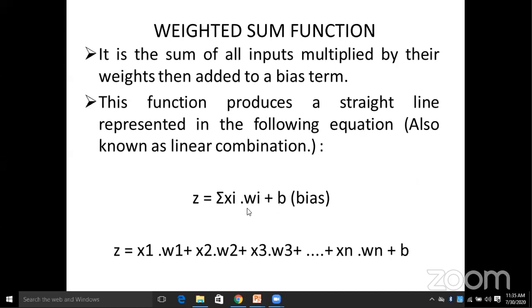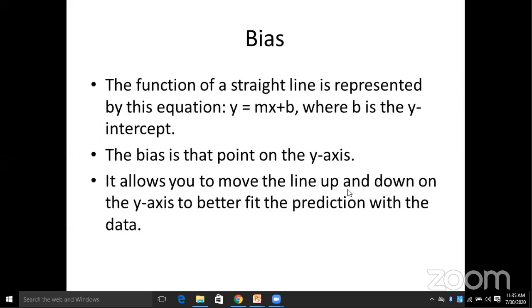What you are actually getting is the sum of each input with its weights: X1 W1 plus X2 W2 plus X3 W3 plus up to Xn Wn. But you are adding this B. Why do we need to add this B? To get more and more of linearity. I will show you this.